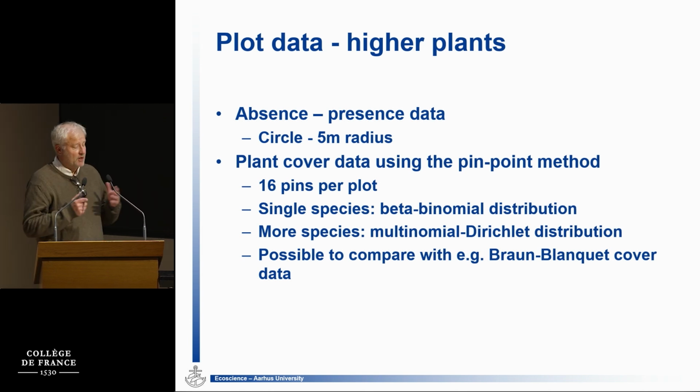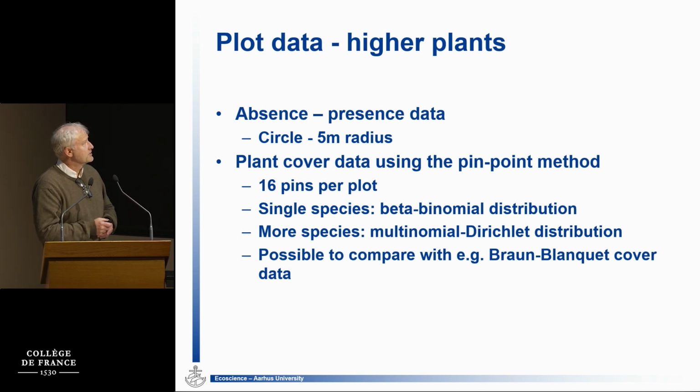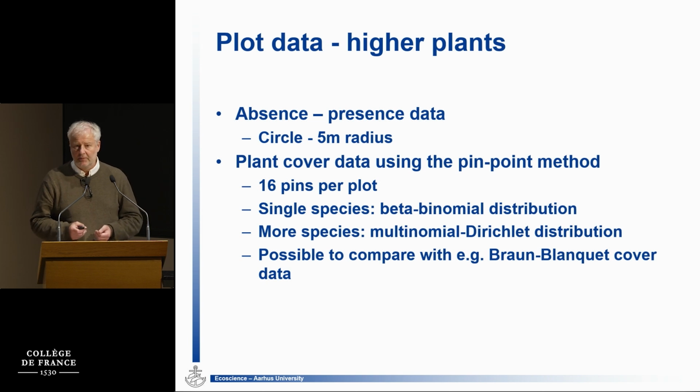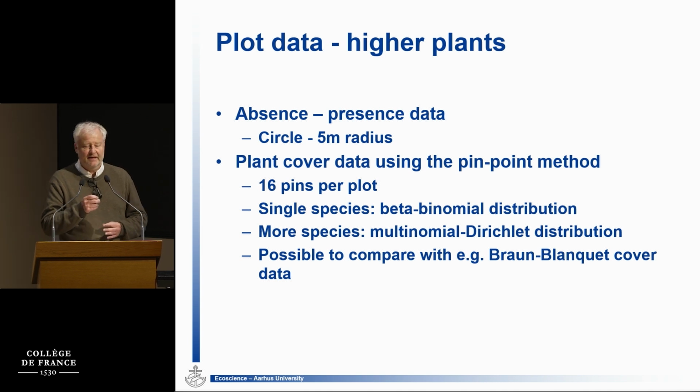So just to summarize a little bit the plant data, we have the absence-presence data on the circle with the 5 meter radius, and then we have these plant data using the pinpoint method, as I said, with 16 pins per plot. I think there are many advantages using the pinpoint, and one of them is that you can aggregate the species at the pin level, so you can get the cover of a single species, but also the cover of the grass family or the carex family and stuff like that.